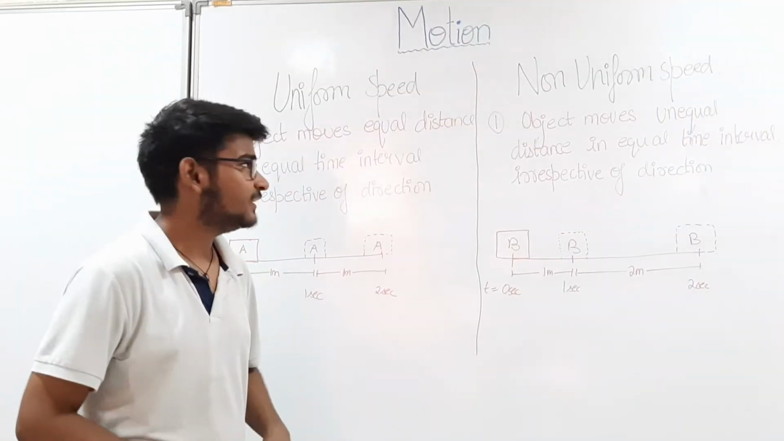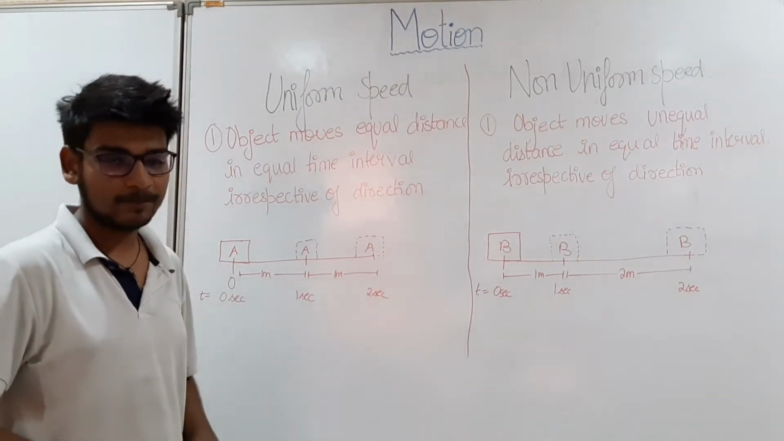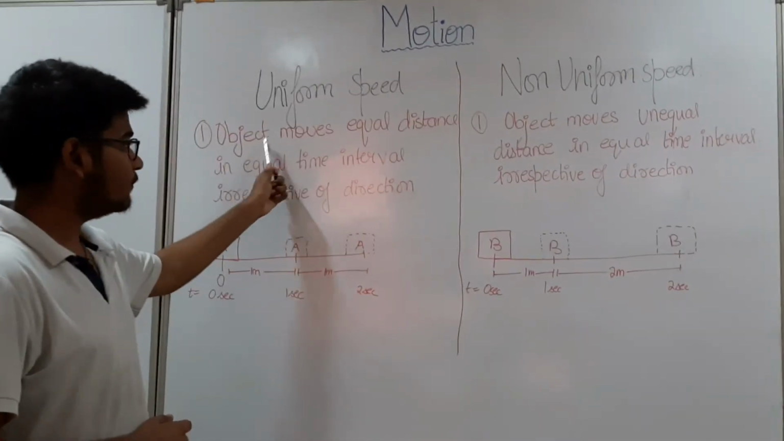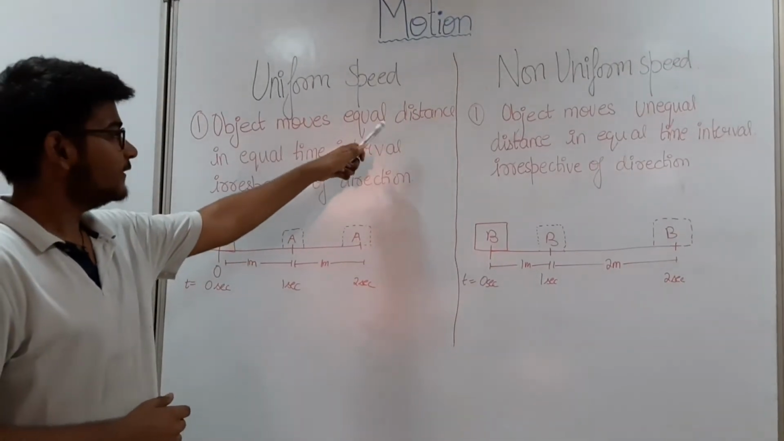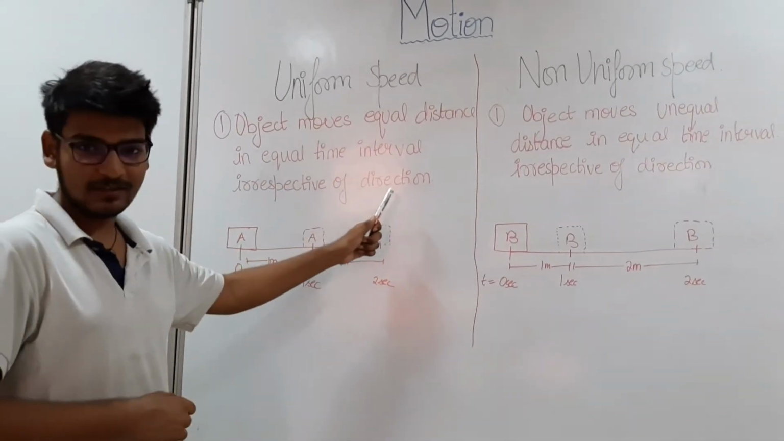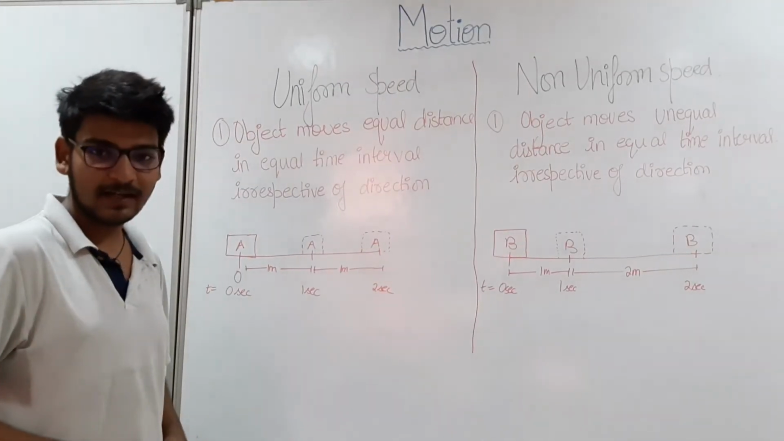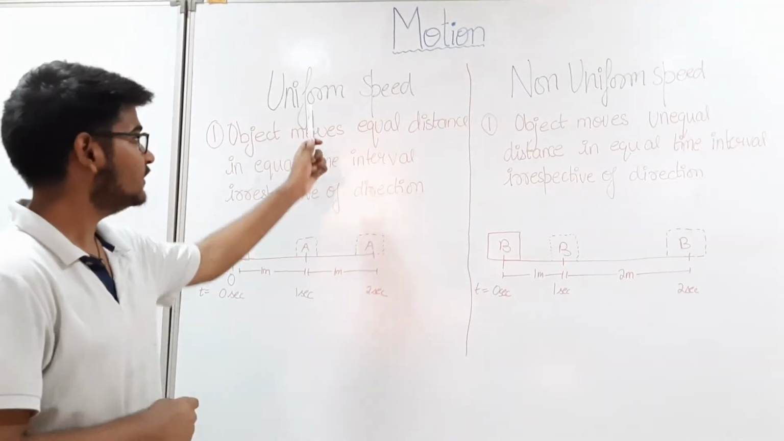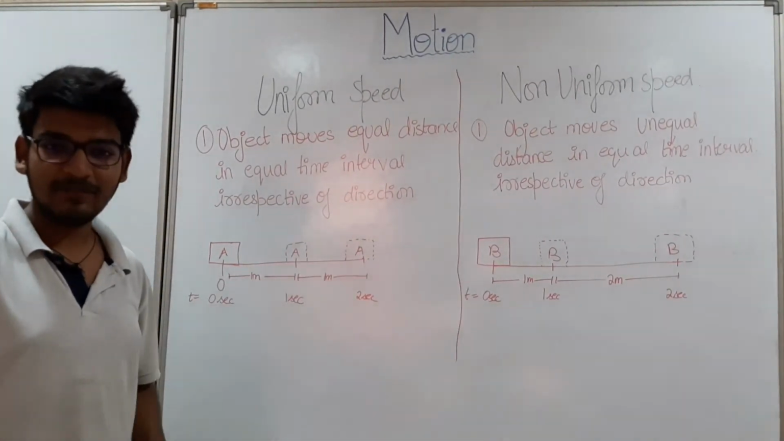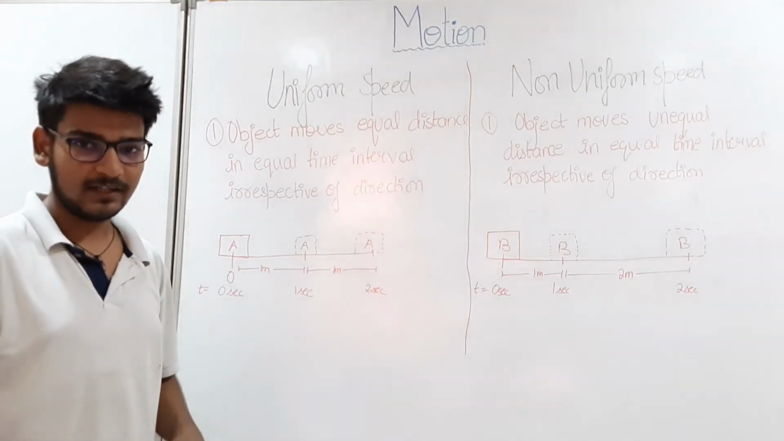So now let us define what is uniform speed and what is non-uniform speed. As the definition says, in uniform speed, an object moves equal distance in equal time intervals irrespective of direction. So we say that if this condition is satisfied, then the object moves in uniform speed. Here, irrespective of direction means that the uniform speed is also a scalar quantity.